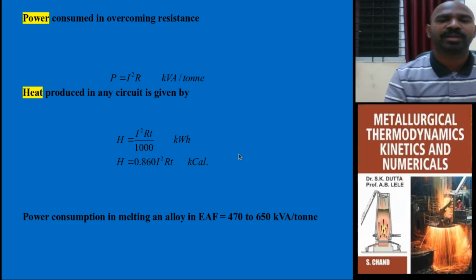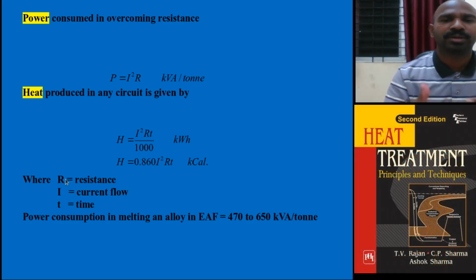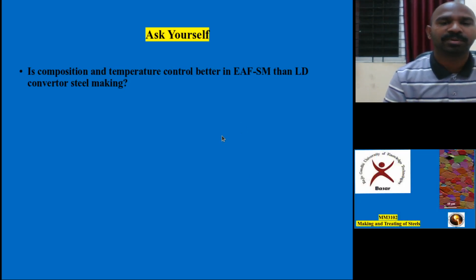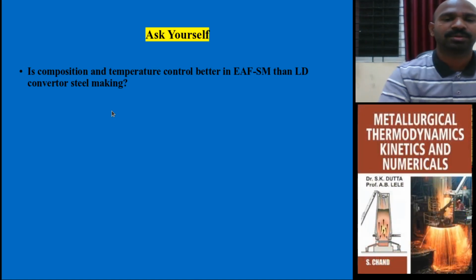Power driven based steel making process. Now one needs to think about all these parameters to develop an electric arc furnace. Capital R is resistance, I is current flow, T is the time. And now ask yourself: is composition and temperature control better in electric arc furnace steel making than in the LD converter? So search about a few things either on the website or in the textbooks referred here. You will be getting the answer for this. Thank you.